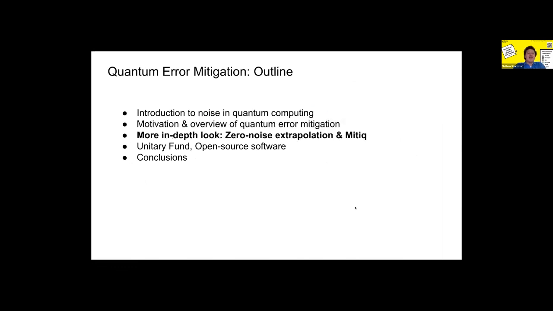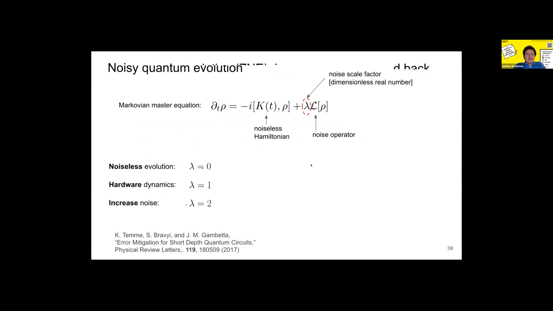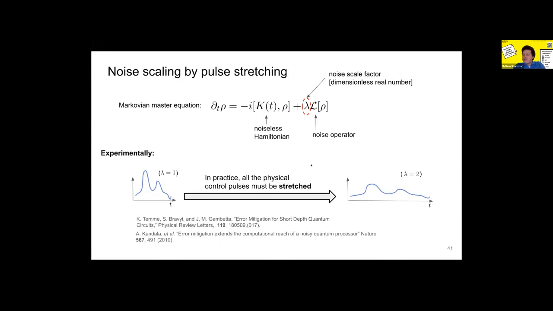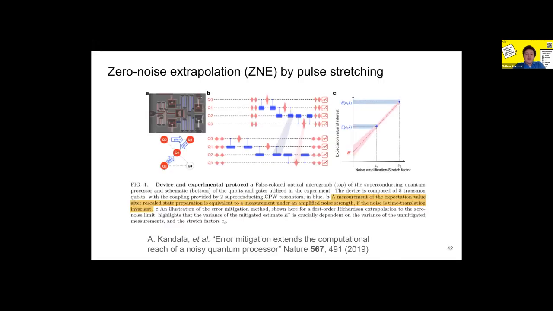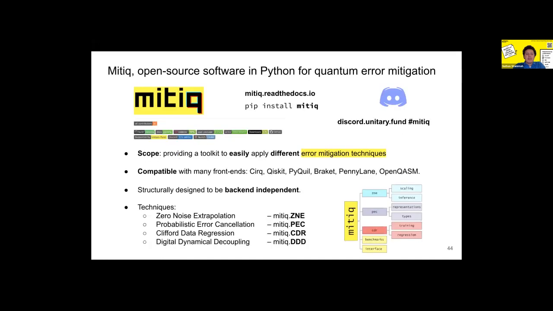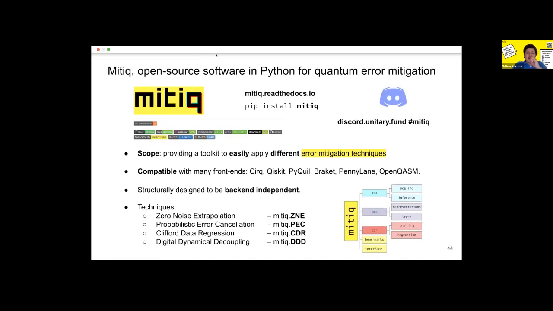Unfortunately, I don't have time to give too much of an in-depth look into zero noise extrapolation because I think that my time is up. Let me just mention that Mitiq is this. I also asked the chair if that's correct. I think that my time is up right now. Is that correct?